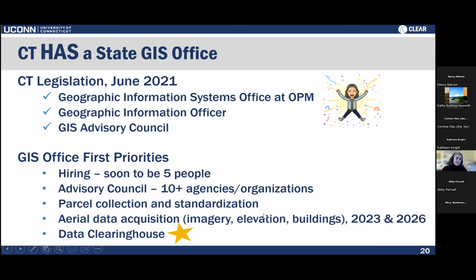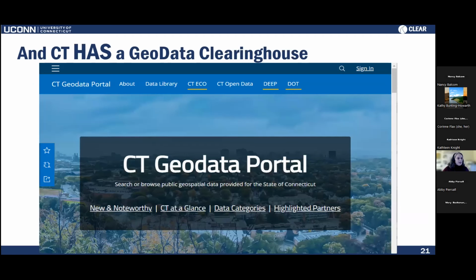We're working on aerial data acquisition, including imagery, elevation, and buildings for 2 different data collection years, and then also the data clearinghouse, which is what I'm going to talk here about. Next slide. So this is what our brand new geodata clearinghouse has here in Connecticut. I underlined 3 agencies up there: CT Eco, DEEP, which is our Department of Energy and Environmental Protection, and our Department of Transportation. That is where the data is coming from right now.